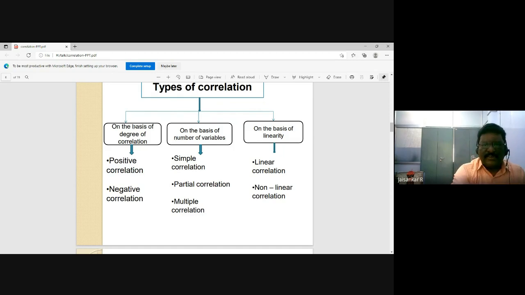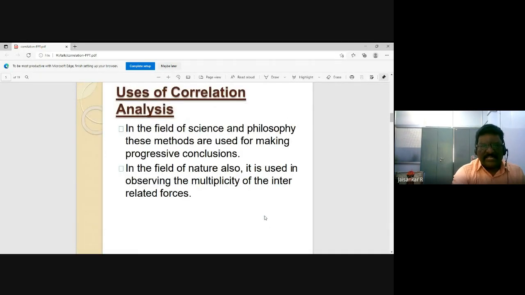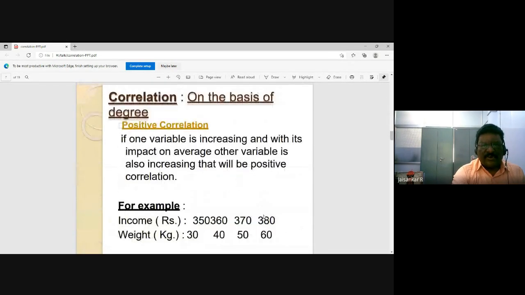So these are the types of correlation based upon the nature of the study only, not different meanings of correlation. All these correlations mean only one thing: they measure the strength of relationship between two or more variables. That's all. So how to measure correlation? For positive correlation, as I told you, an increase in one variable contributes to an increase in another variable.